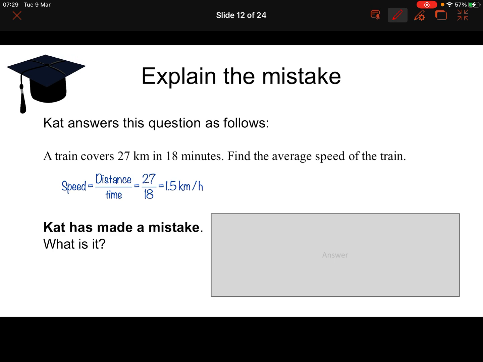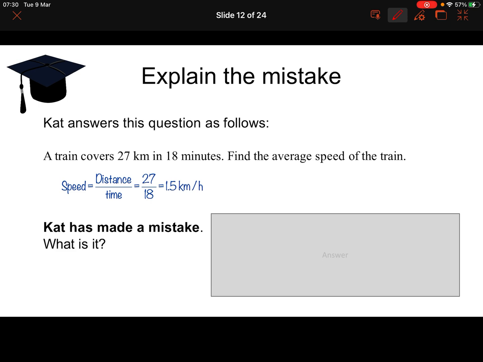A train covers 27 kilometers in 18 minutes. Find the average speed of the train. So she said, okay, speed equals distance over time. Distance is 27, time is 18. 27 divided by 18 is 1.5. What could possibly be wrong with that?